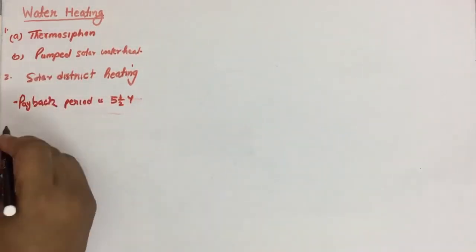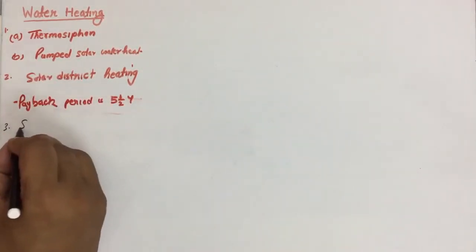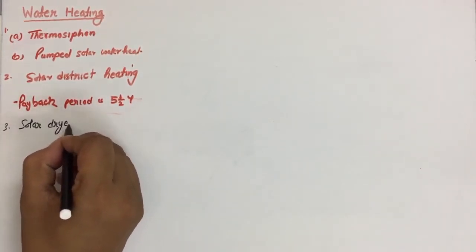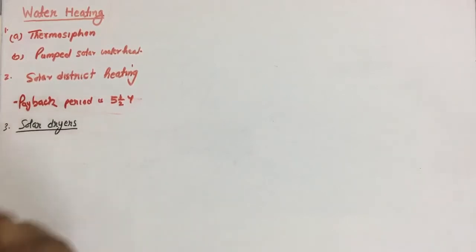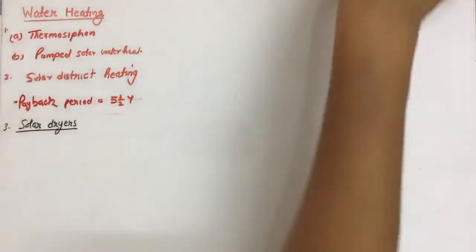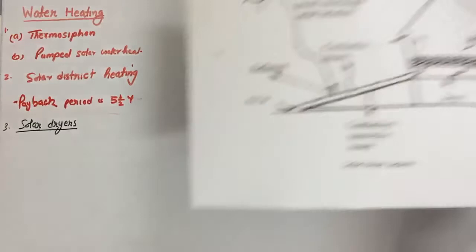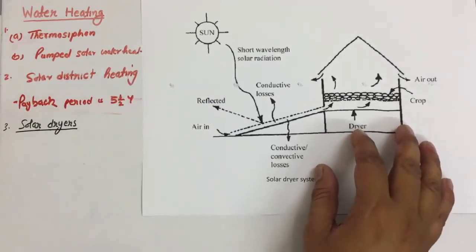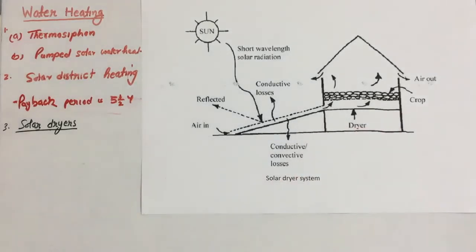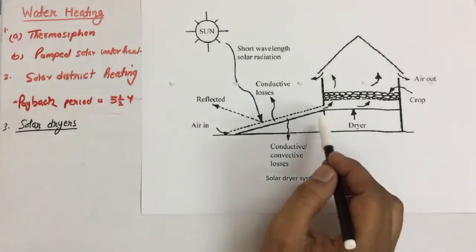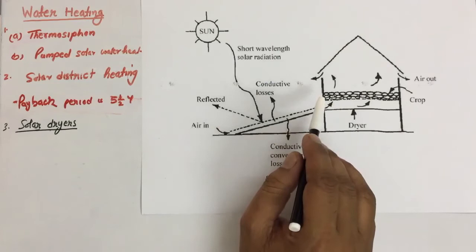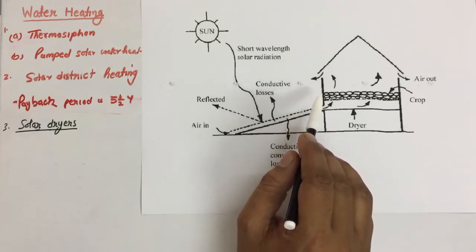Next in this series is solar dryers. If we talk about solar dryers, then this is the image for that. Directly coming to the operation of the dryer system, let us discuss some requirements of this and the effect of this.